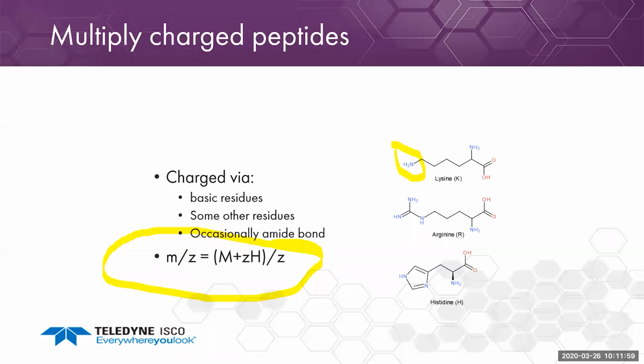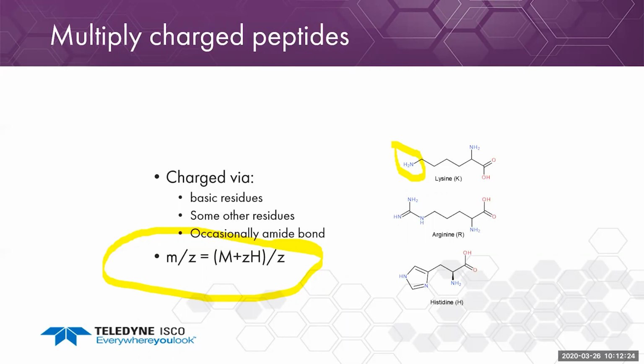So within a single peak or a single method development, if you see peaks that fit this equation, where M is the mass of your molecule, and ZH is the number of protons, and you divide by that same number, Z, that's unambiguous evidence that you have the correct compound.